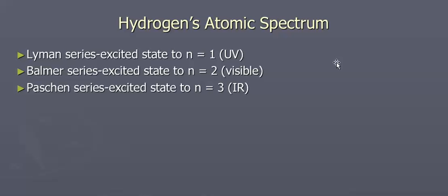For the atomic spectrum of hydrogen, hydrogen was studied extensively because hydrogen has one electron, so it's very easy to study. There are 3 series: the Lyman, the Balmer, and the Paschen series, and these all correspond to where the electron ends up. If the electron goes from an excited state to n equals 1, it doesn't matter if the excited state was n equals 5, n equals 10, n equals 7. As long as it lands on n equals 1, it produces ultraviolet light. As long as it goes from an excited state to n equals 2, it's visible, and to n equals 3 is infrared, regardless of where it starts.